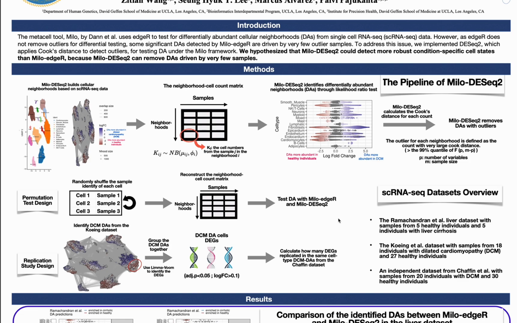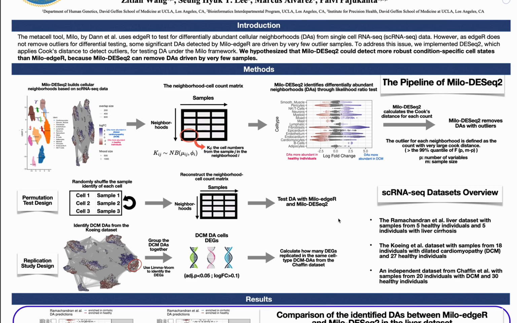In this study, we utilized three different single-cell RNA-seq datasets. The first dataset is a liver dataset from Ramachandran et al., containing 5 healthy individuals and 5 individuals with liver cirrhosis. This dataset was also evaluated in the original Milo paper from Dann et al. The second dataset is a dilated cardiomyopathy dataset from Koenig et al., containing 18 individuals with DCM and 27 healthy individuals. Lastly, we also included an independent DCM dataset from Chaffin et al., containing 20 individuals with DCM and 30 healthy individuals.